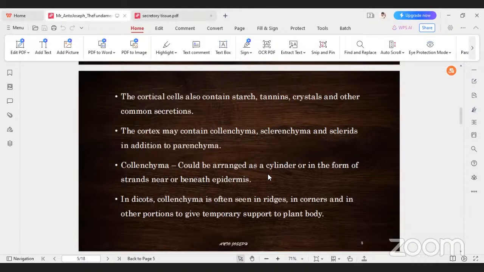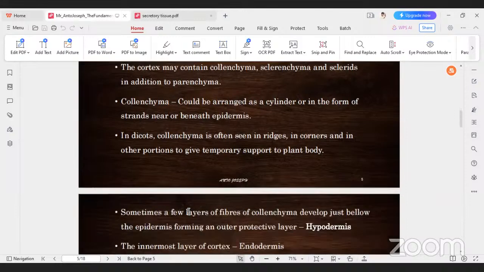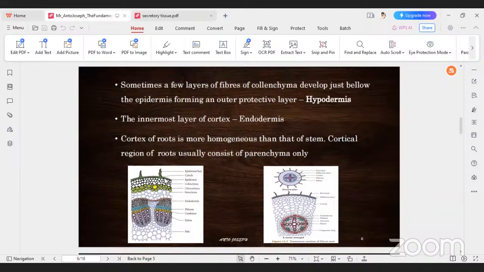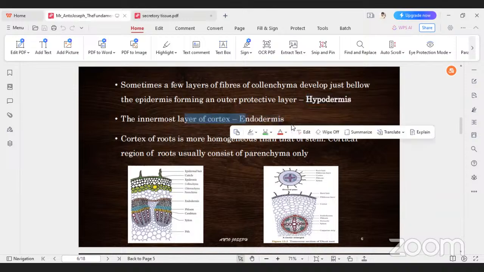Collenchyma could be arranged, what you said, just hypodermis. Collenchyma is mainly present in the hypodermis, which is just beneath the epidermis. In dicots, collenchyma is often seen as ridges in corners and in other positions, giving temporary support to the plant. The function of collenchyma is to give support. Collenchyma develops just below the epidermis, forming the outer protective layer, the hypodermis. The inner layer of the cortex is the endodermis. Between the hypodermis and endodermis, there is the normal cortex.